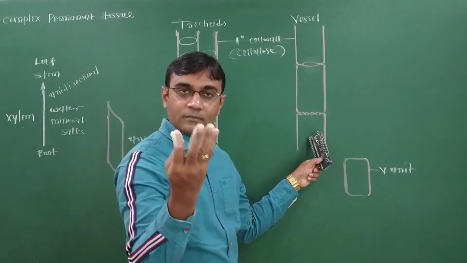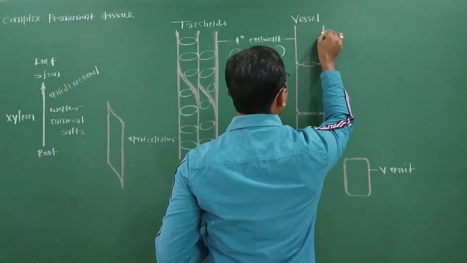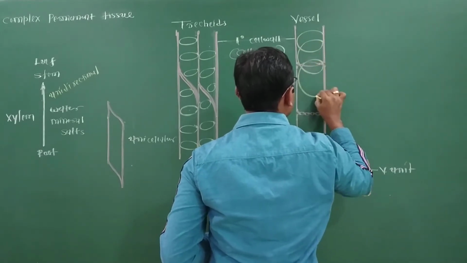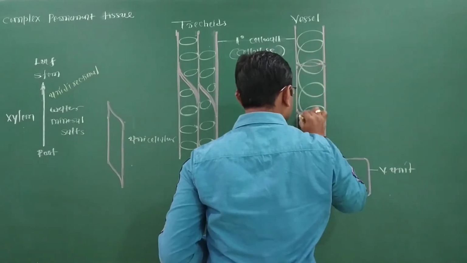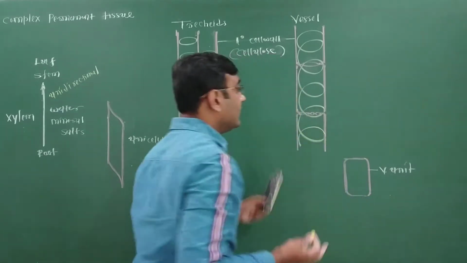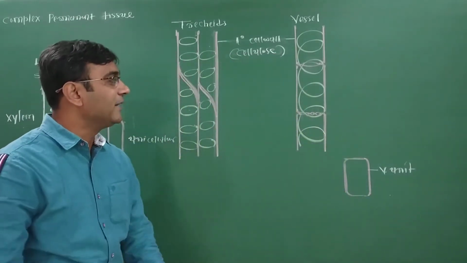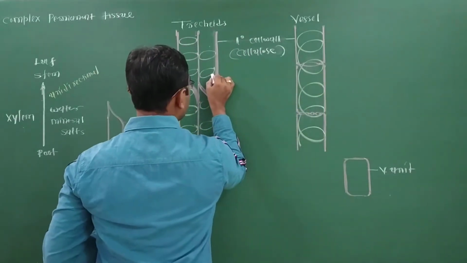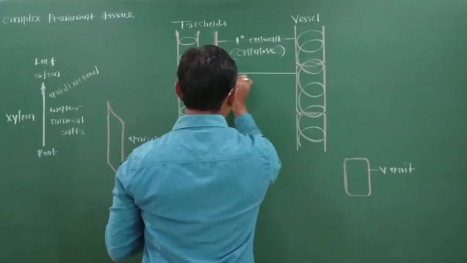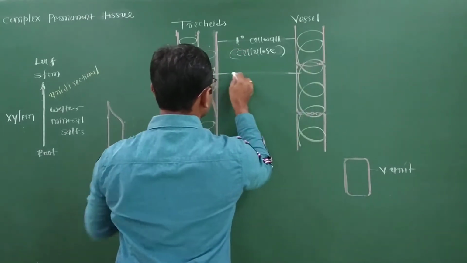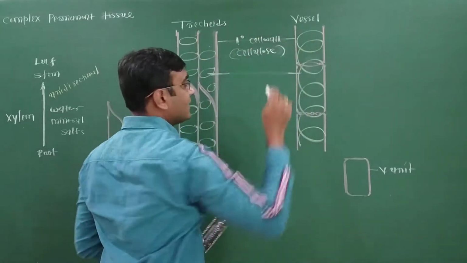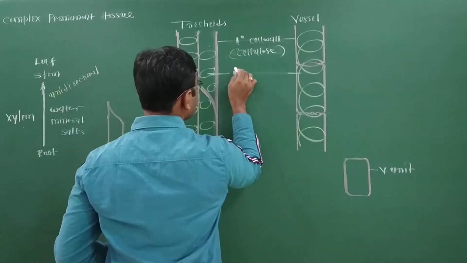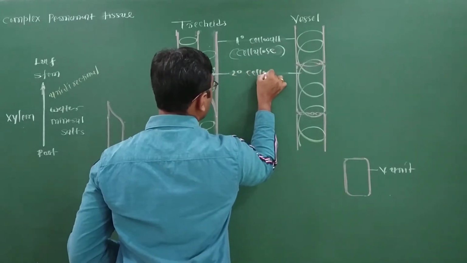Here we are drawing another type of thickening. Here we are drawing spiral type. Which type of thickening is this? Spiral. Such different patterns of thickening are present in the vessel. This is the secondary cell wall. Tracheids and vessels both have different patterns of thickening. We are drawing just two patterns of thickening. This is the secondary cell wall.